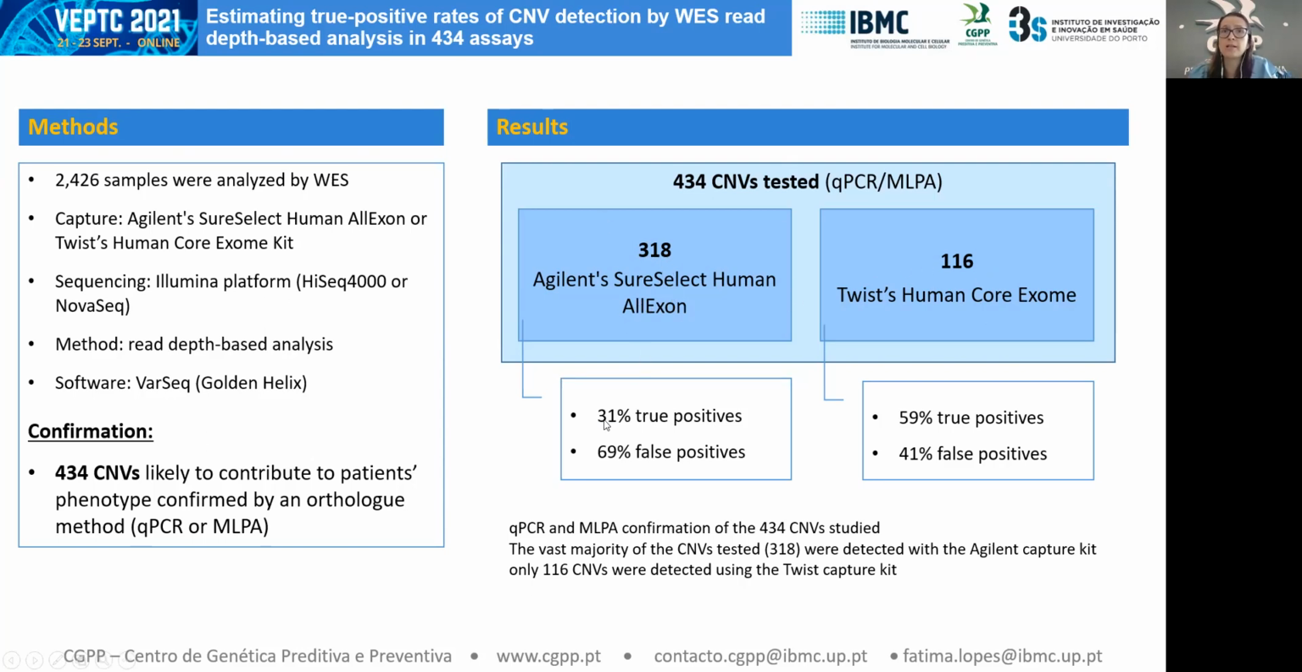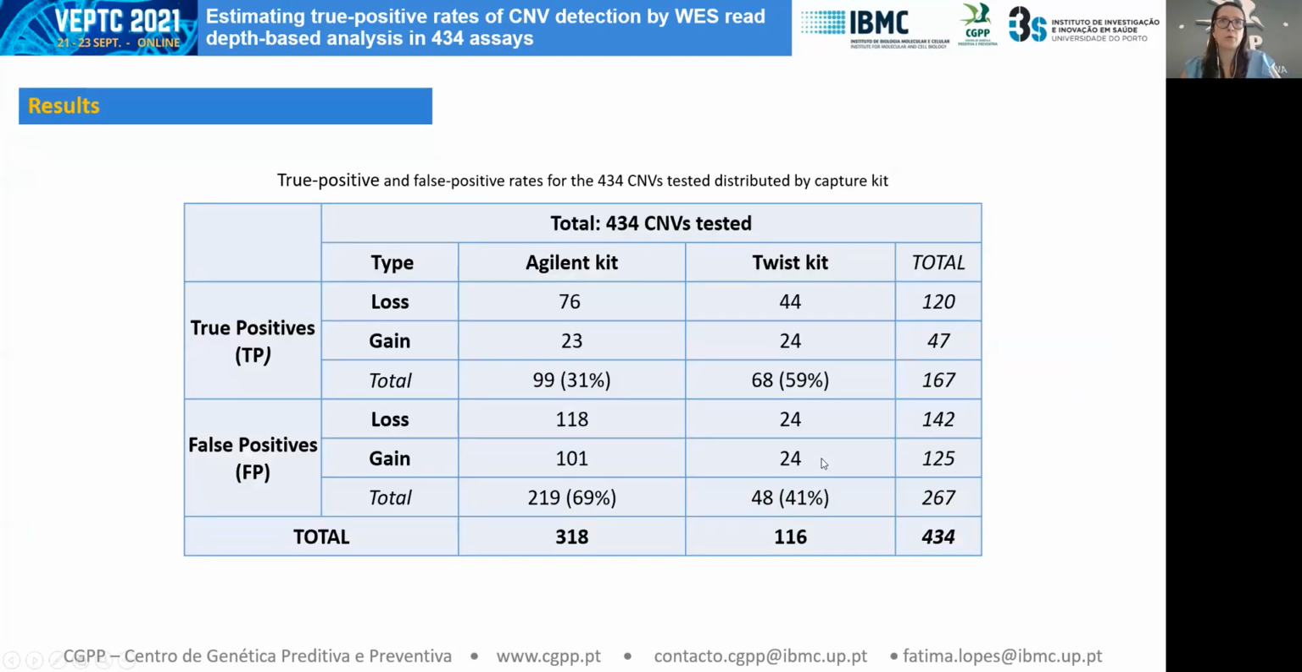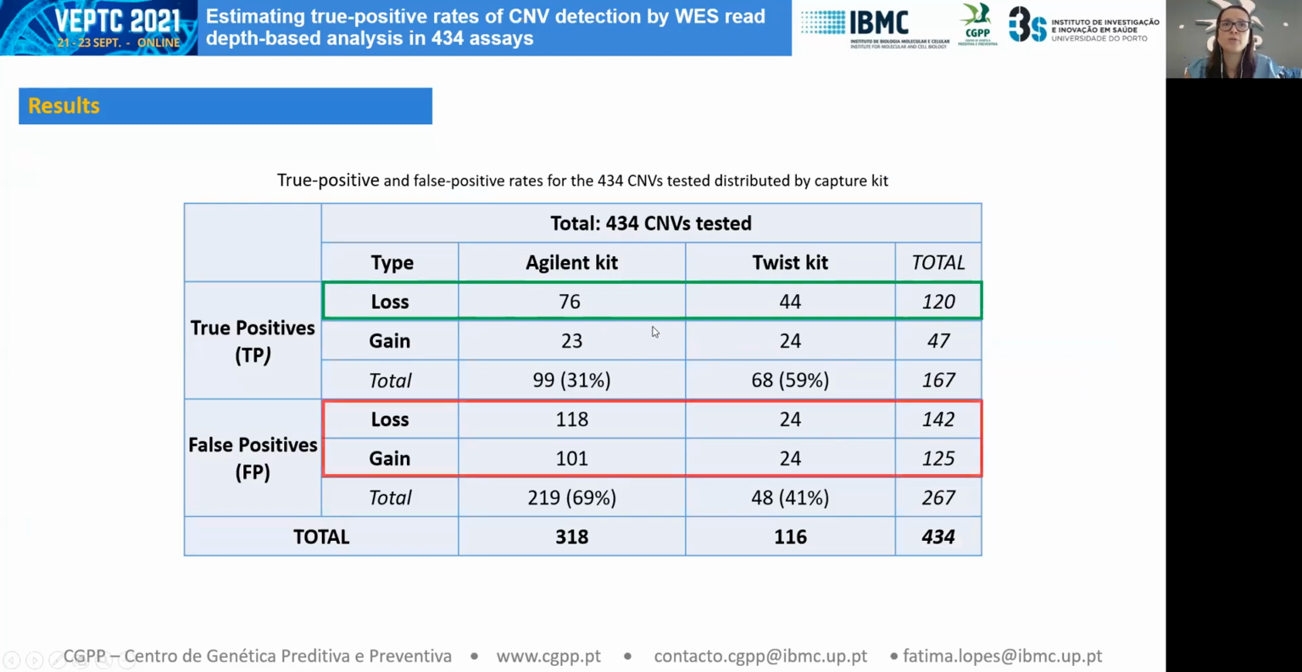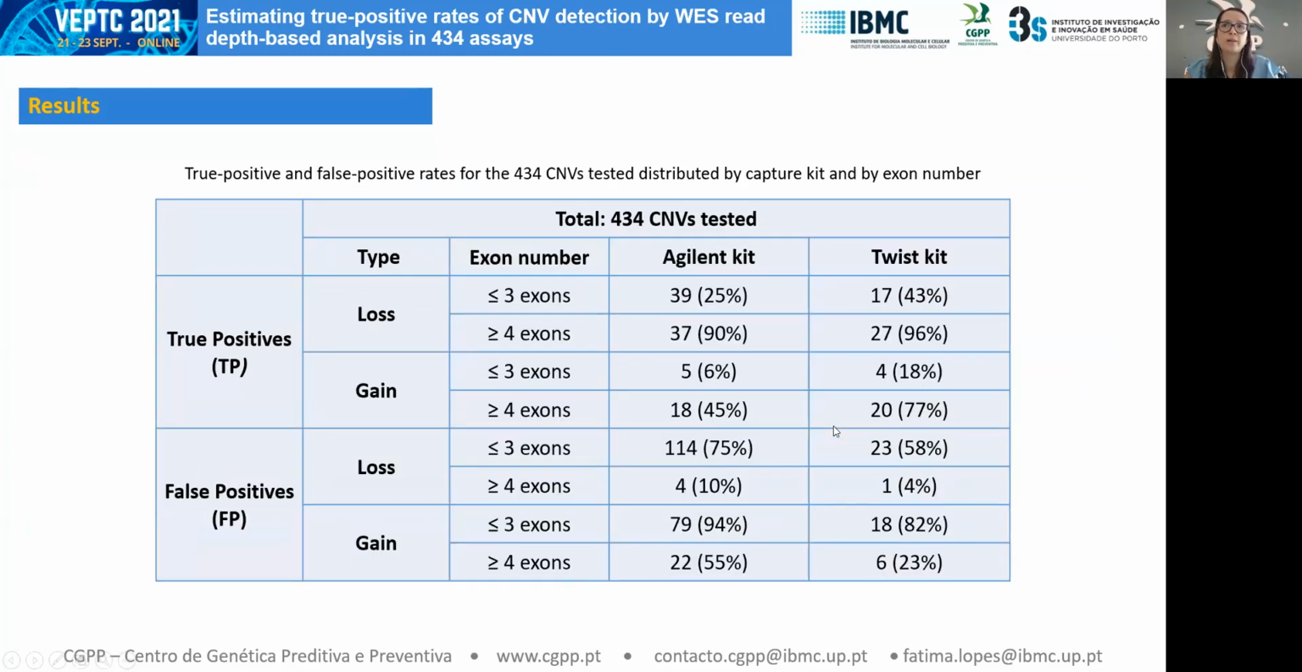And for this kit, we had 31% of true positive CNVs and 69% of false positive CNVs. As for the Twist Human Core, we had 59% of true positives and 41% of false positives CNVs. Looking at these numbers with more detail, we can see that for the true positive CNVs, the vast majority of those occurred in deletions for both kits. As for the false positives, we can see that there isn't really a big difference between both kits for both deletions or duplications.